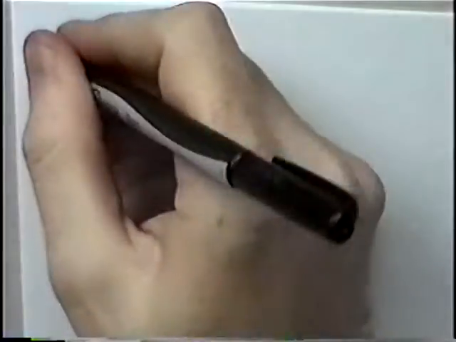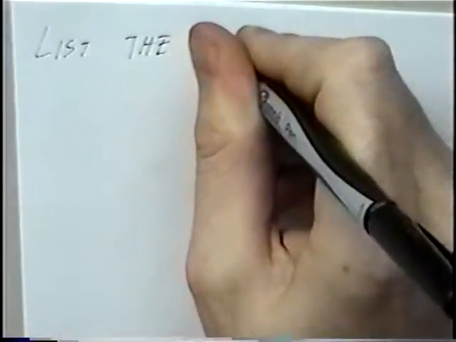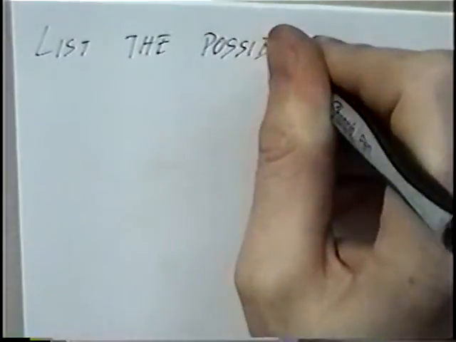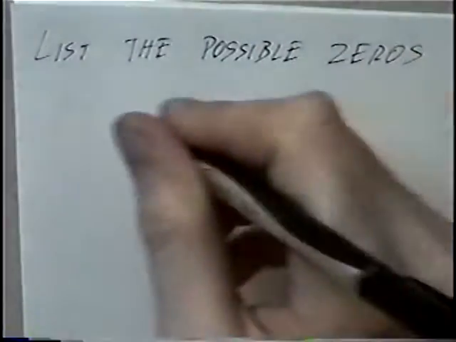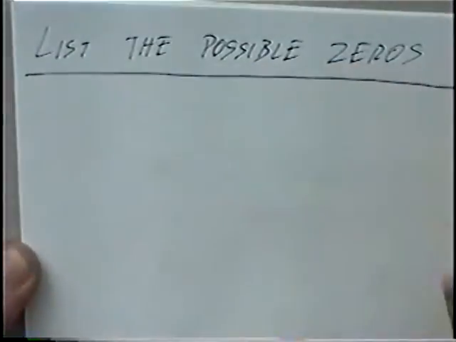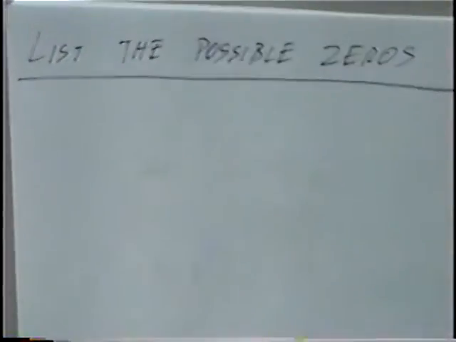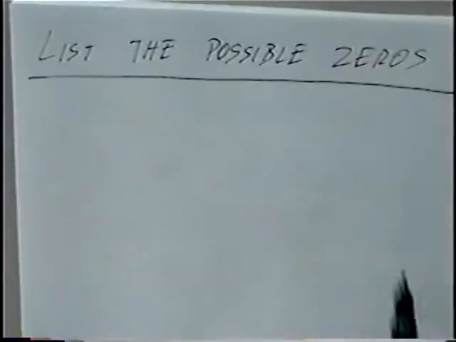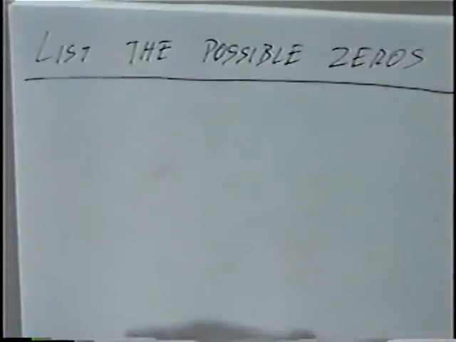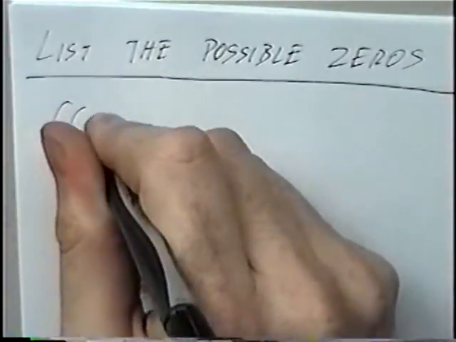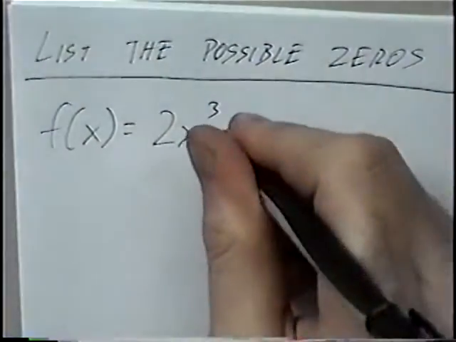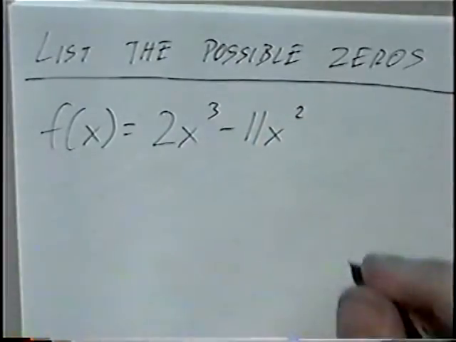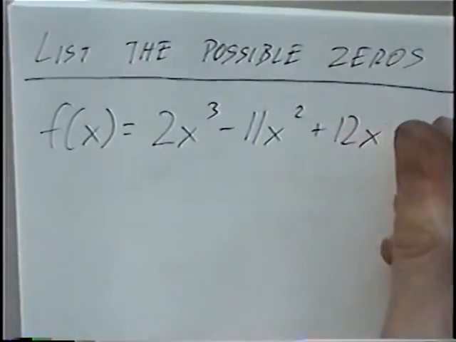Title of the first section is List the Possible Zeros. In this section, we'll look at polynomial functions and list the possible zeros, which would be zeros for the function. First function we'll look at, f of x equals 2x to the third power minus 11x squared plus 12x plus 9.